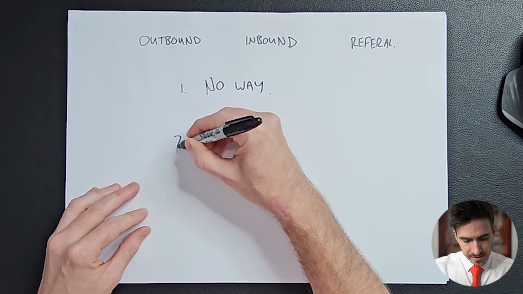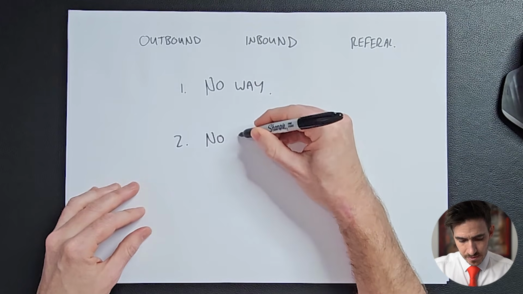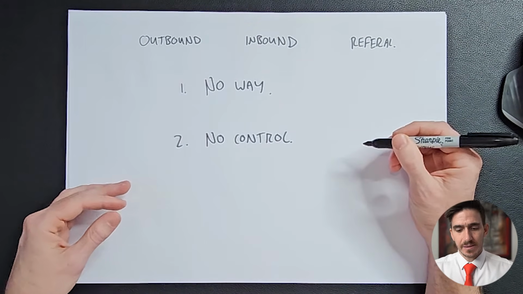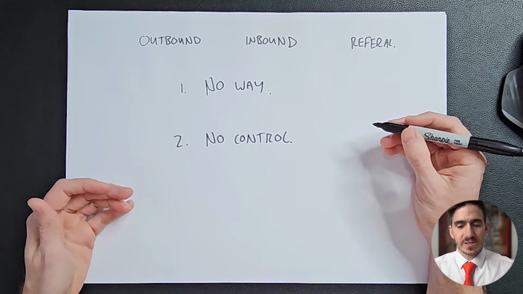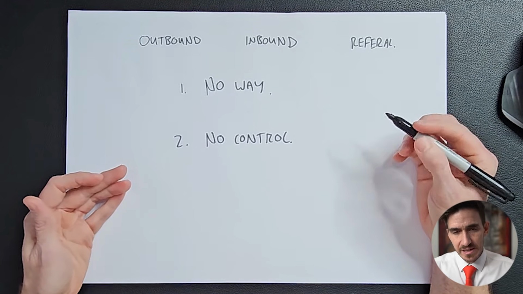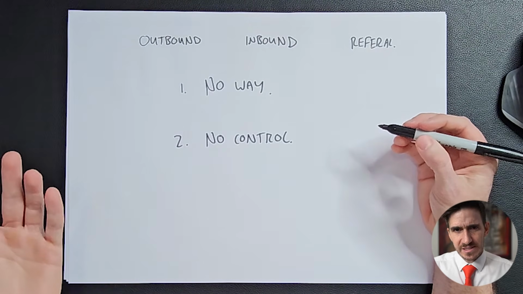The second one is you have a way, but you have no control, basically. You get some leads coming in, they're coming in from referrals maybe, or maybe you post a little bit of content, they come in somewhat inconsistently, but you don't really have a lot. It's very much hope marketing, and things just come in when they do.